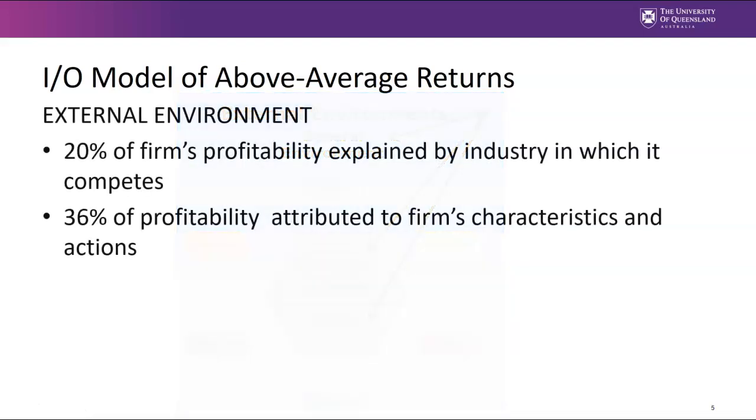Okay. So when we talk about this external environment, what we're really talking about is that 20% of a firm's profitability is explained by the industry it is in. And 36% of its profitability is attributed to a firm's characteristics and the actions that it takes within this external environment. Okay, so what does that mean?